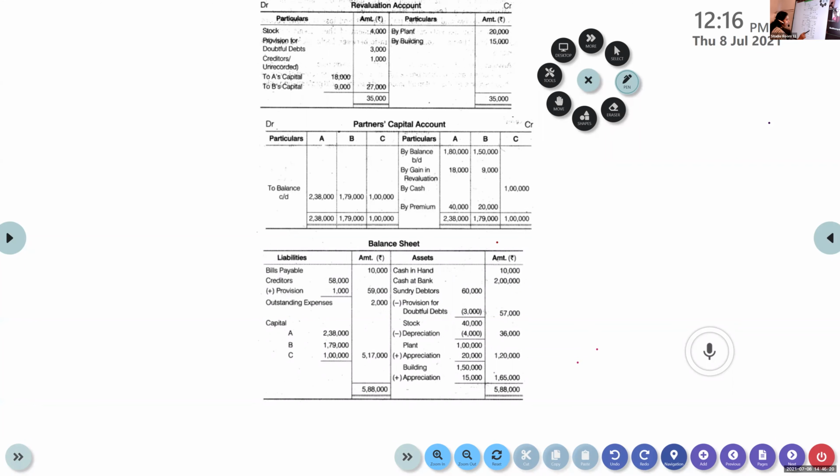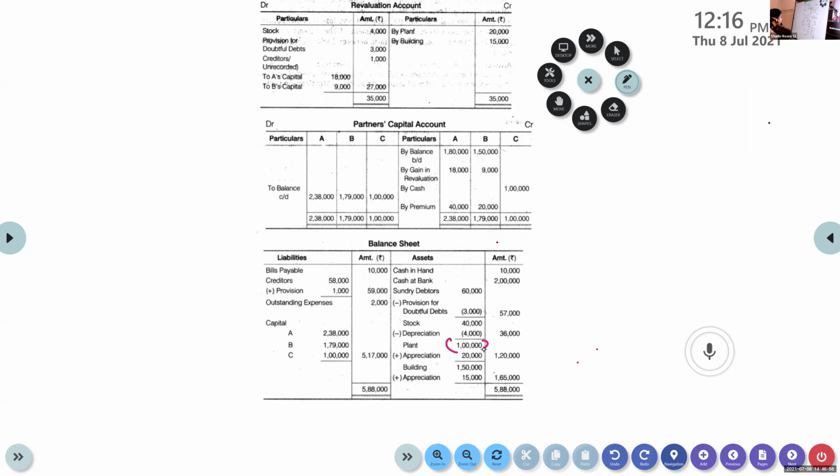Then plant 1 lakh. It is said that it is increasing. Value had increased by 20,000. So the new value is 1 lakh plus 20,000, 1,20,000. Again, there is increase in the value of building. So that is 1,50,000 plus 15,000. We have 1,65,000.